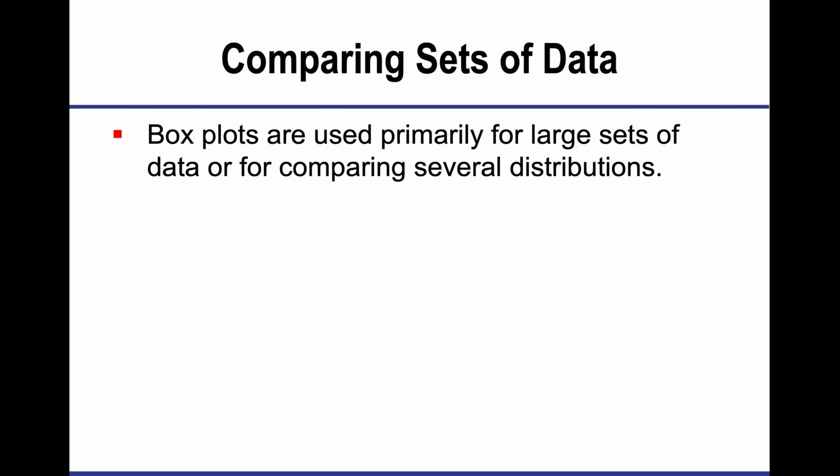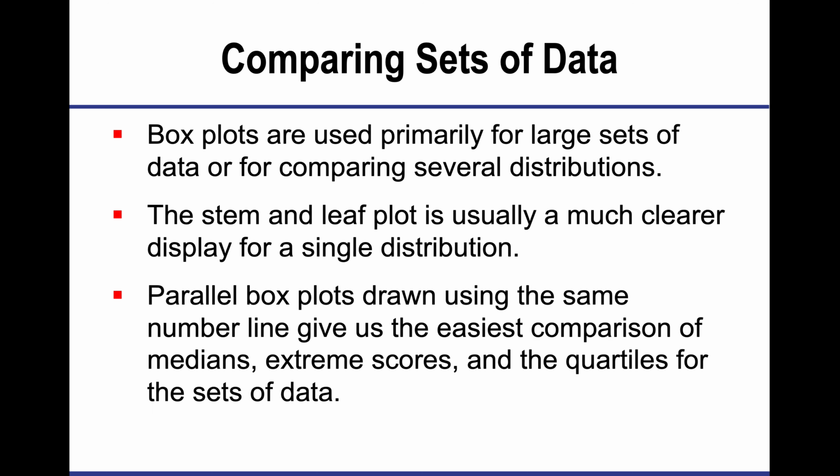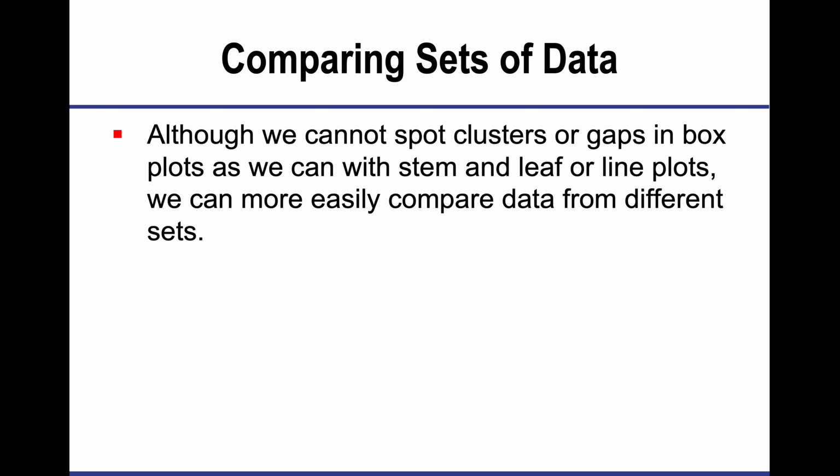If I'm comparing sets of data, box plots are used a lot of times to compare. A stem and leaf plot is usually a cleaner display for one distribution. And parallel box plots, meaning 2 side by side, can be used using the same number line to help us represent them.